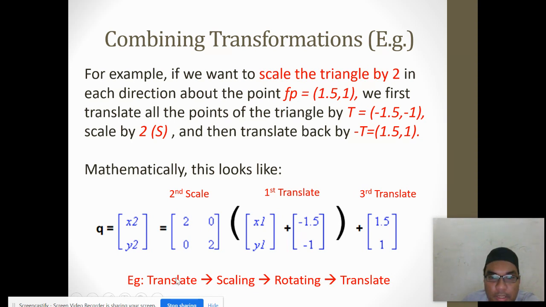For example, we want to involve scaling and rotating. First, we must translate the coordinate to become 0, 0, and then we do a scaling, for example, and then we do a rotating, and later we translate back to the original coordinate, so that's the final answer that you get basically.